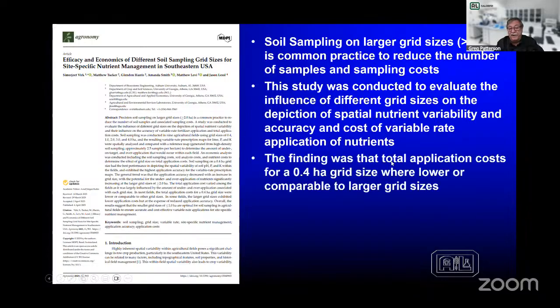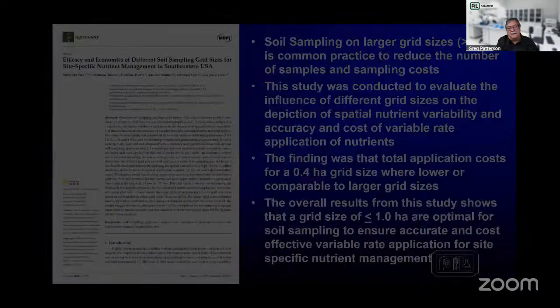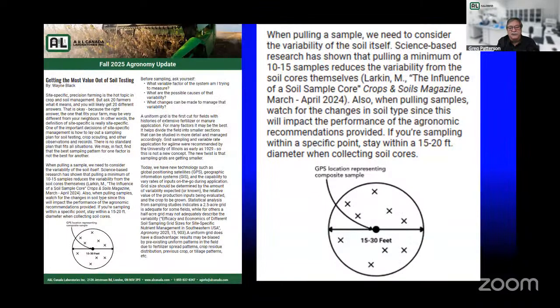So what this finding was that the total application costs for a 0.4 hectare grid size were lower or comparable to larger grid sizes, and give you a lot more information. So again, the overall consensus of this article says that you want to have a grid size less than 1 hectare in size to give you the most optimal, accurate understanding of that field for variable application of fertilizers, and really understanding the variability of that field. I sent out a piece of information in a newsletter just recently that talks about pulling samples and what you need to do.